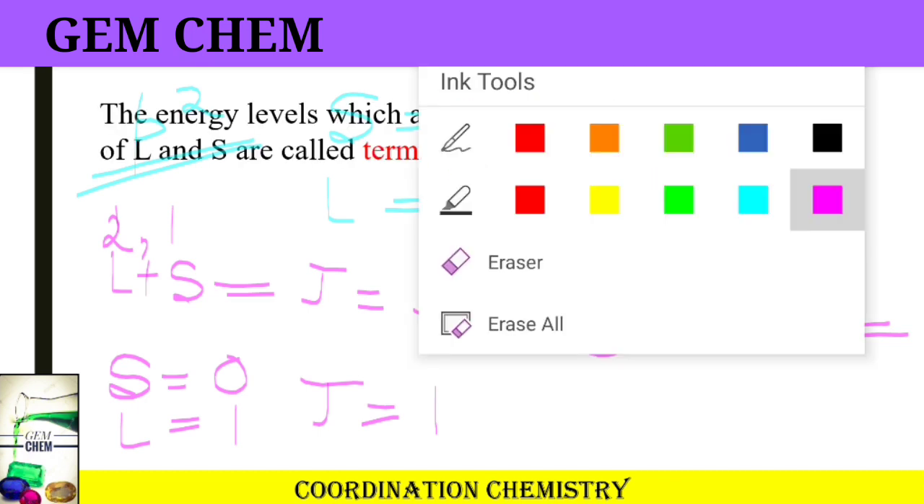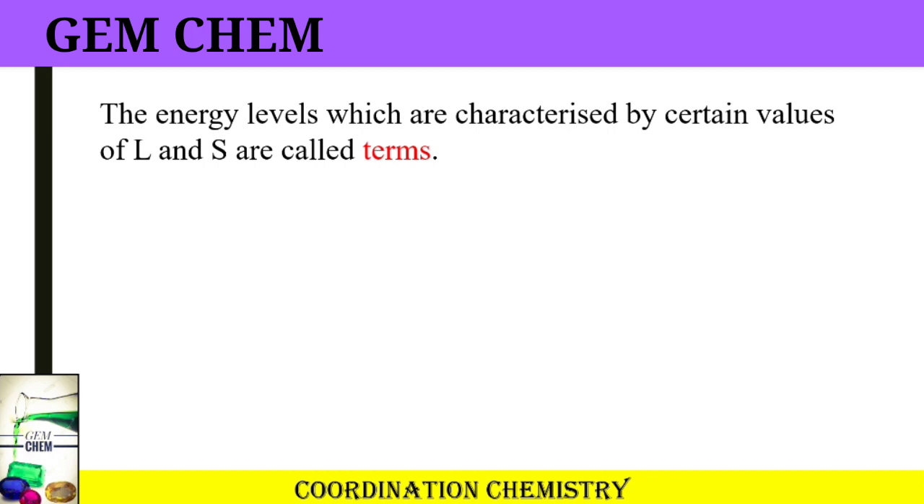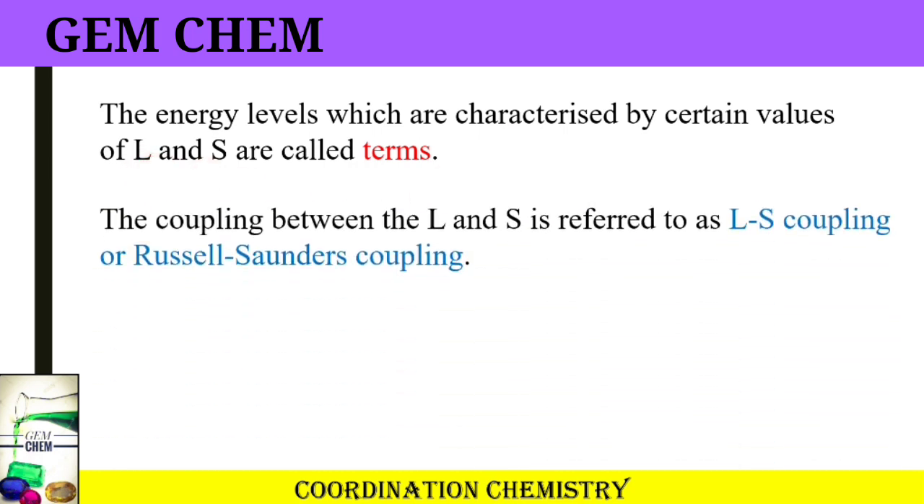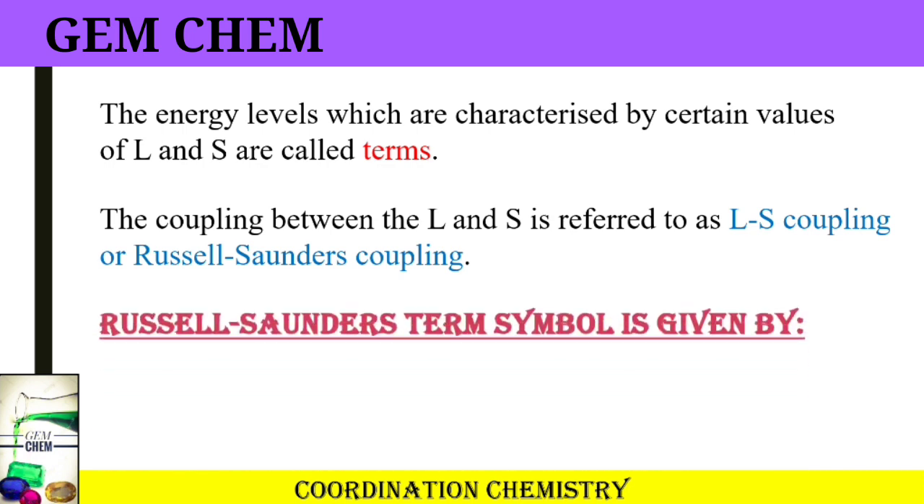Now if we talk about the term in the word term symbol, then the energy levels which are characterized by certain values of capital S and capital L are called terms. And the coupling which we have already seen is LS coupling or Russell-Saunders coupling. And when we are talking about the term symbol, the way to represent it is very important. So the Russell-Saunders term symbol is given by 2S plus 1 L J.